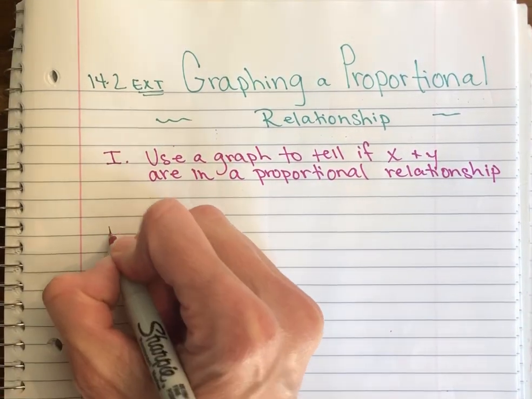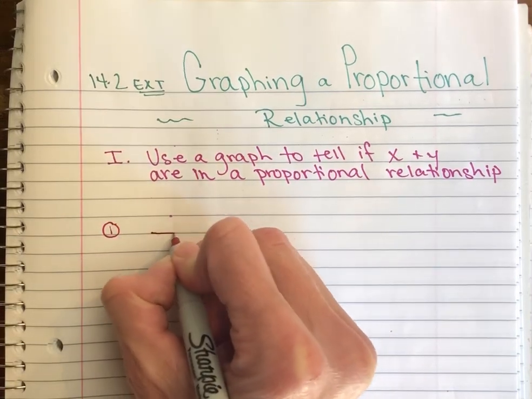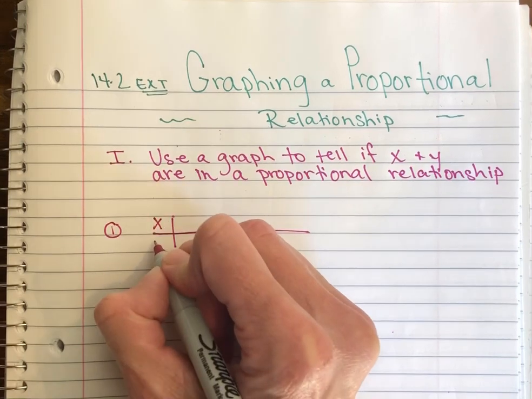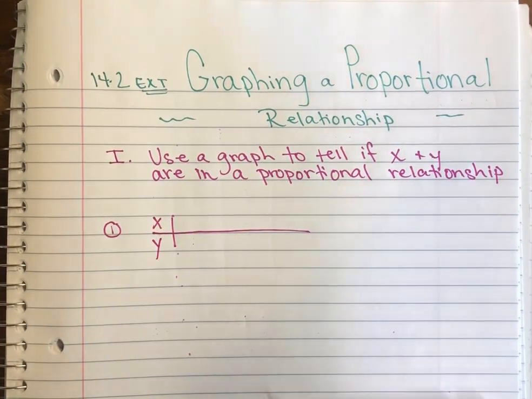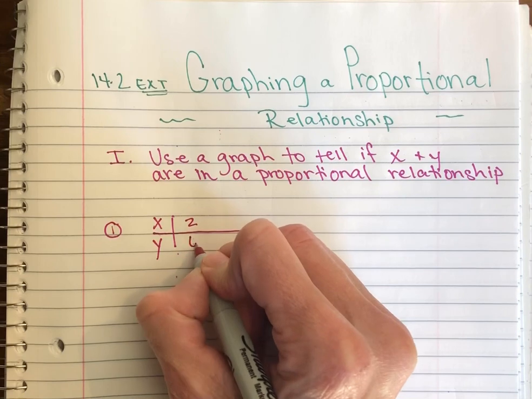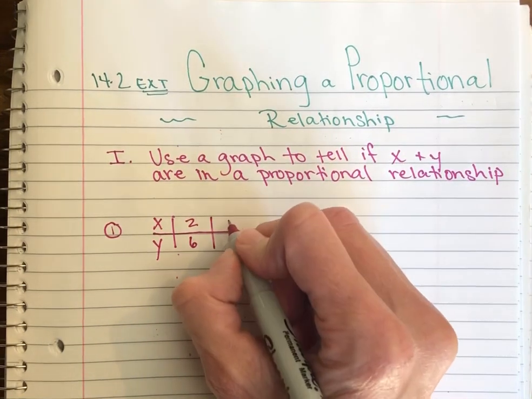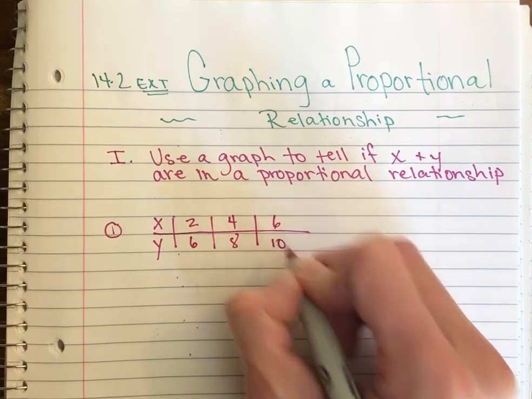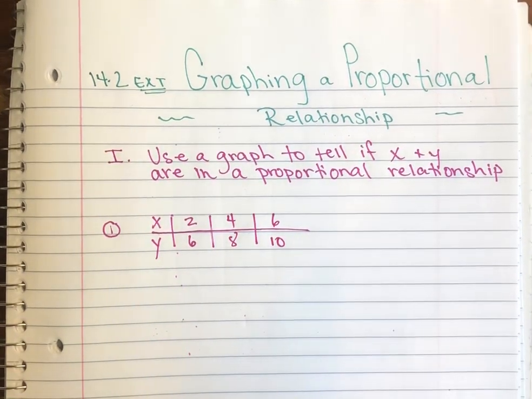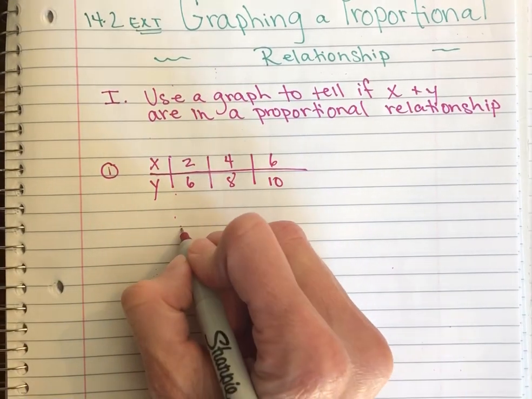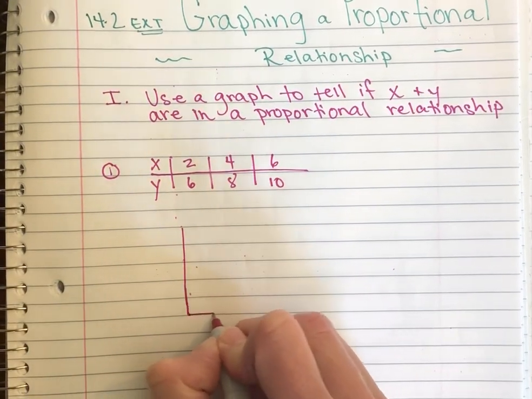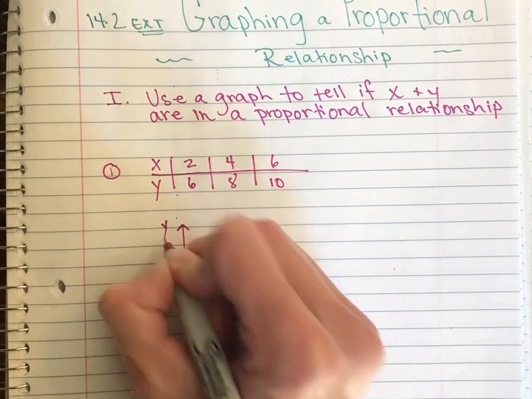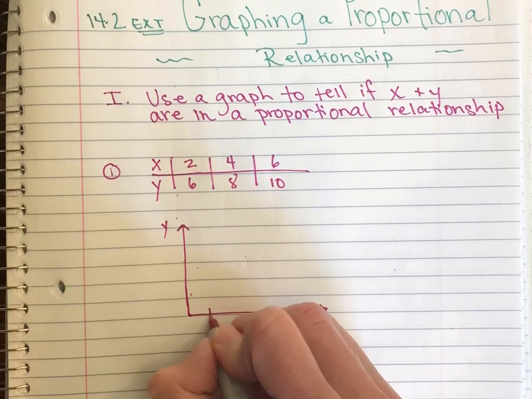So let's take a look at the first set of XY coordinates. I'm going to set them up this way so it makes a nice fraction for us. So 2, 6, 4, 8, and 6, 10. Okay, so we're going to set up our XY axis. Okay, so we're going to set up our points.